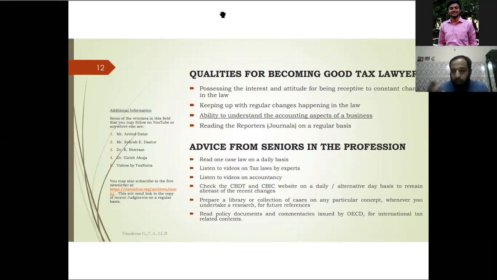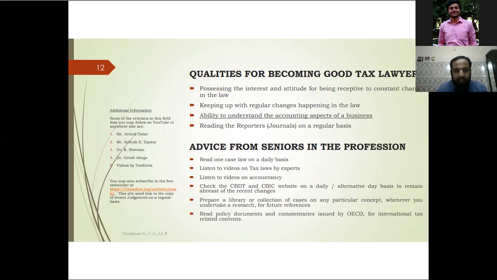And then there are a lot of policy documents. There are foreign or international organizations that deal with income tax matters, income tax related policy issues, etc. Like OECD, I mentioned. So you will find a lot of documents and commentaries that they have issued on international tax issues. You can read them as well.